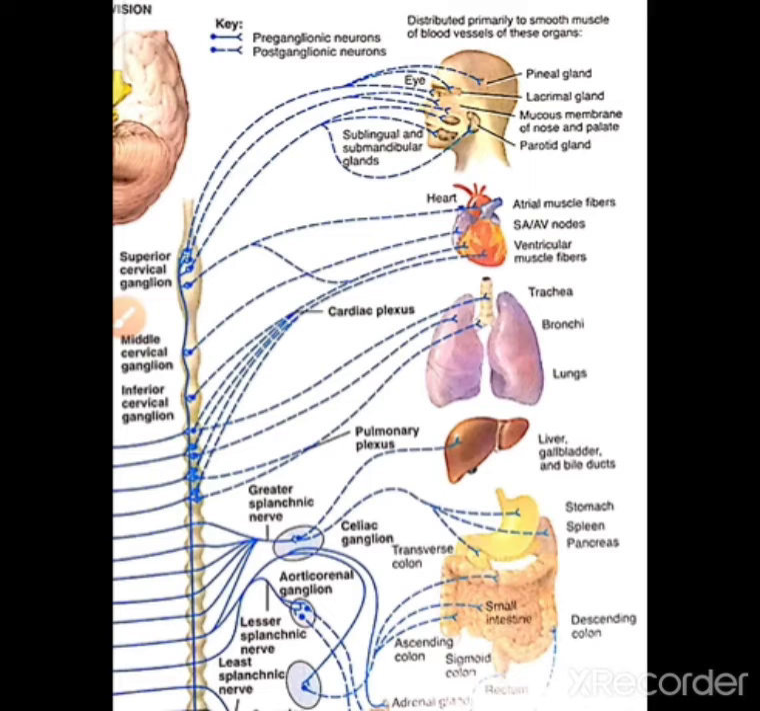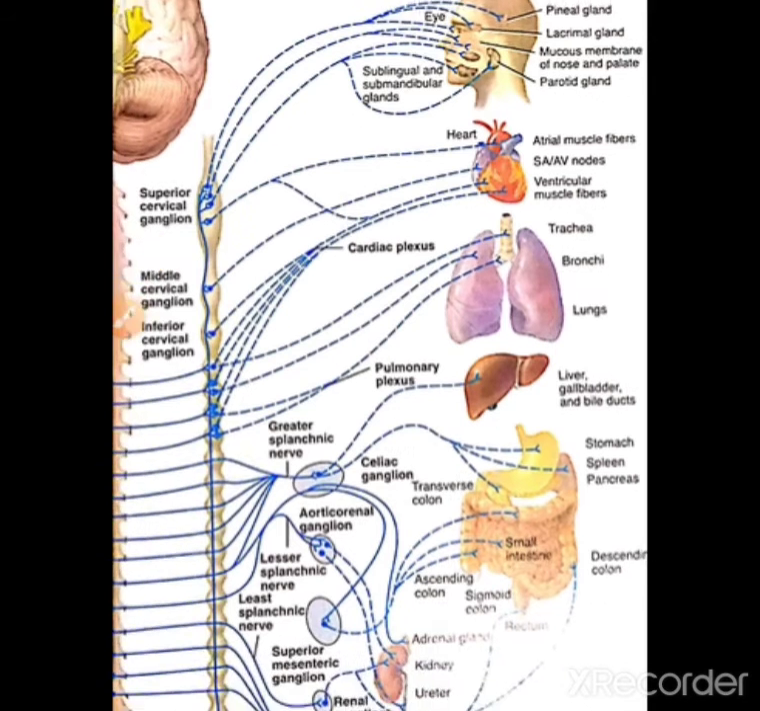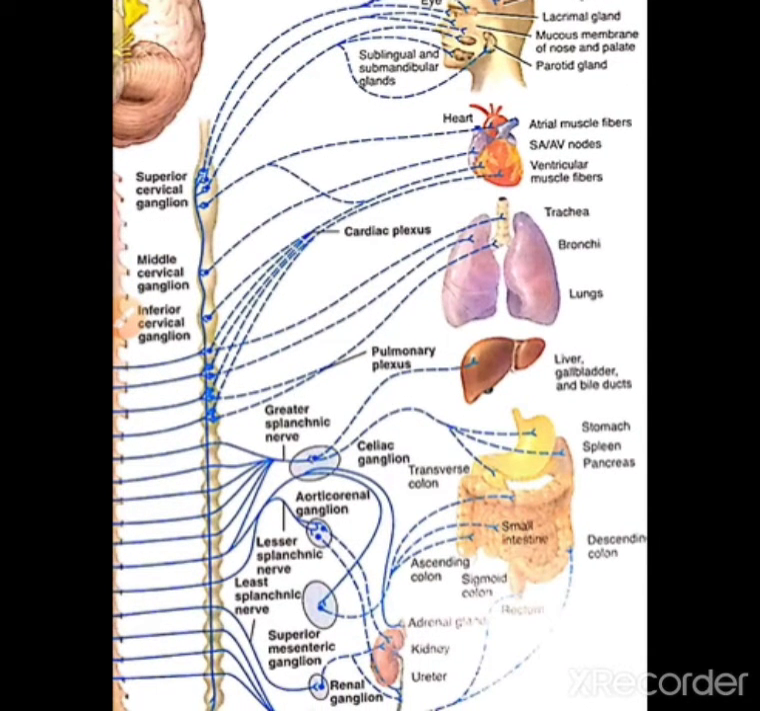The lower half is supplied by the prevertebral ganglia. Now you can see the greater splanchnic nerves, the lesser splanchnic nerves, the least splanchnic nerves, and the lumbar splanchnic nerves. So these are forming the various prevertebral ganglia, present just in front of the vertebral bodies. There are the aorticorenal ganglia, celiac ganglia, superior mesenteric ganglia, renal ganglia, and inferior mesenteric ganglia.